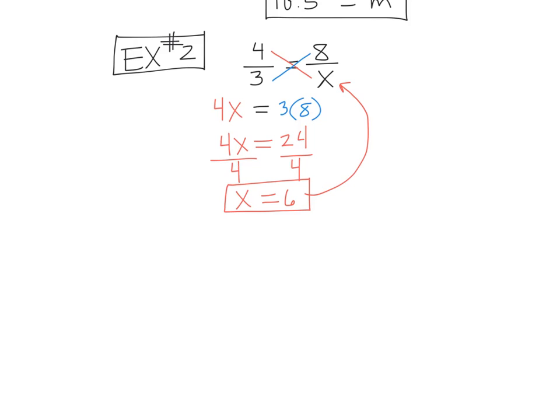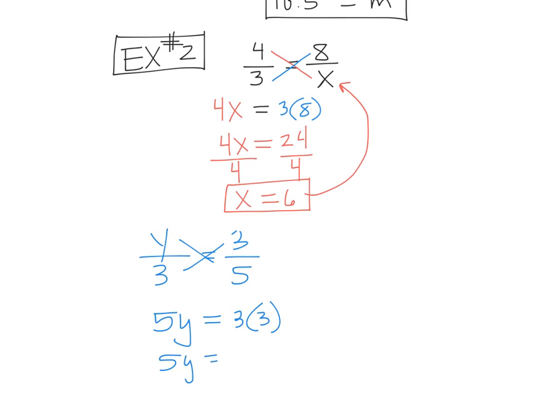Last one. And then you'll have lots of time to work. y over 3 equals 3 over 5. Okay, so if this is my setup, we're going to cross multiply it. 5 times y, so that's 5y. And then bring your equal sign down, and then 3 times 3. Okay, so multiply both the diagonals, set them equal to each other. So we get 5y equals 9.